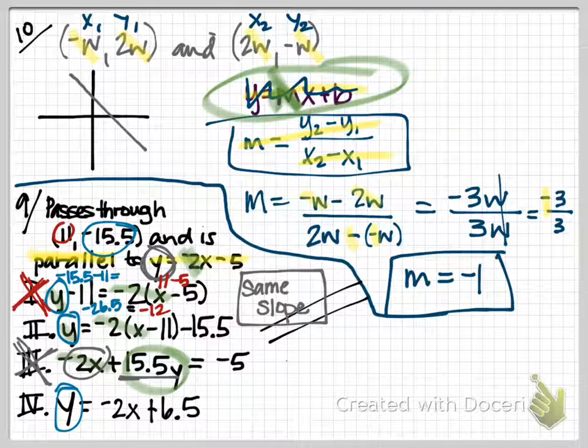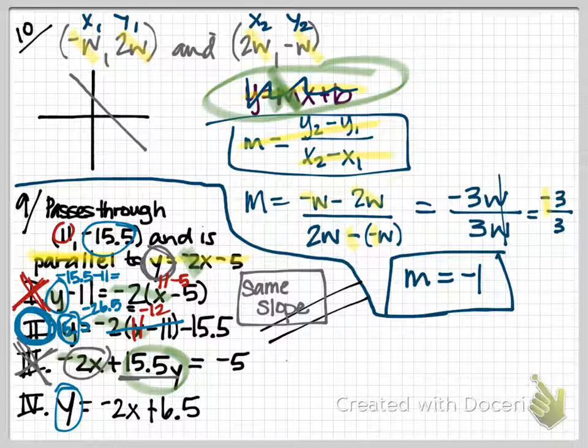Number 2, if we plug in 11 for x and negative 15.5 for y, just the numbers from before, we get negative 2 times 0, because 11 minus 11 is 0. This all cancels out. Does negative 15.5 equal negative 15.5? Yes, it does. So number 2 is a valid answer.